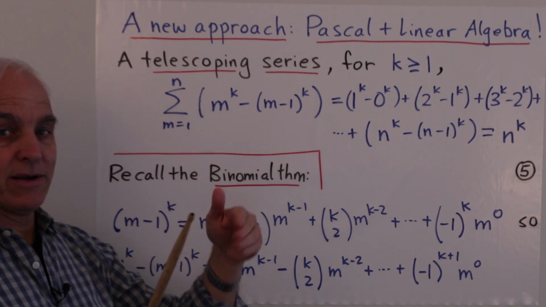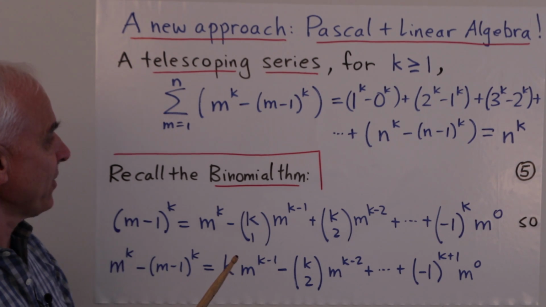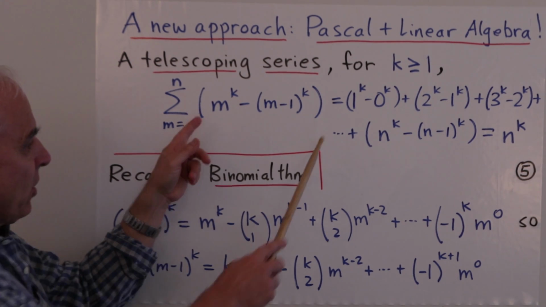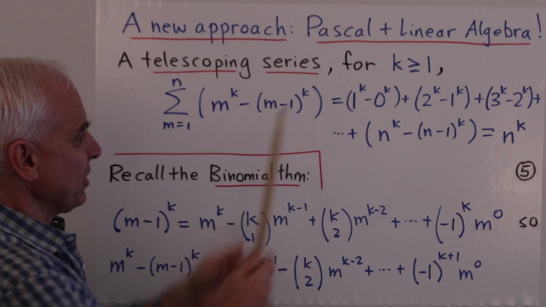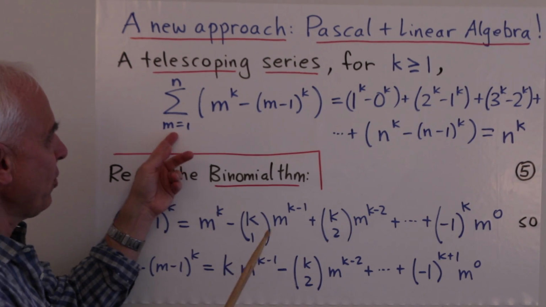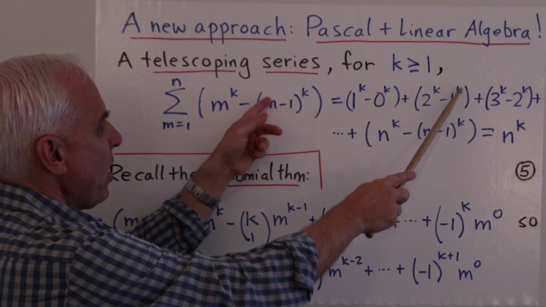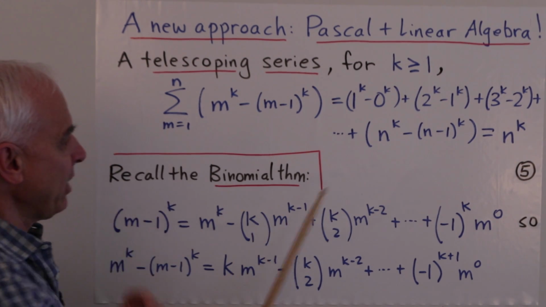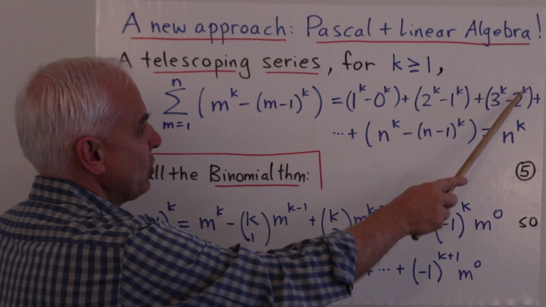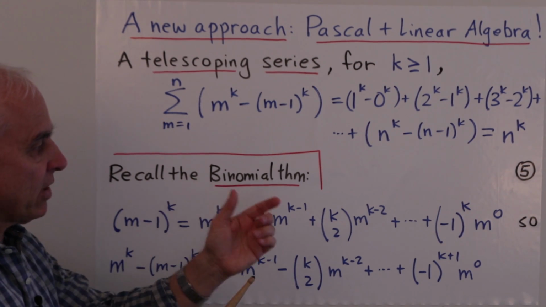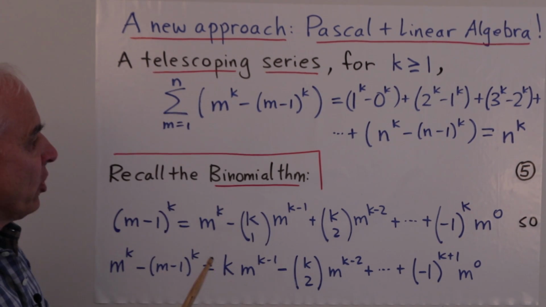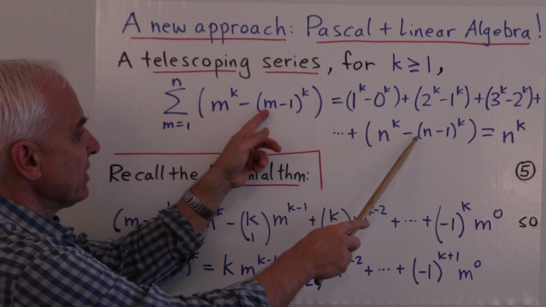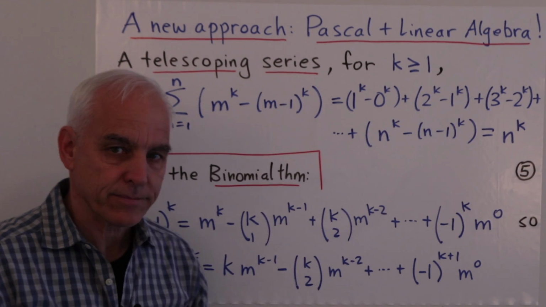And let's have a look at what it actually looks like explicitly. When m is equal to 1, we get 1 to the k minus 0 to the k. When m is 2, we get 2 to the k minus 1 to the k. When m is 3, we get 3 to the k minus 2 to the k. So it'll continue like that up to the very last term, which will be n to the k minus n minus 1 to the k.